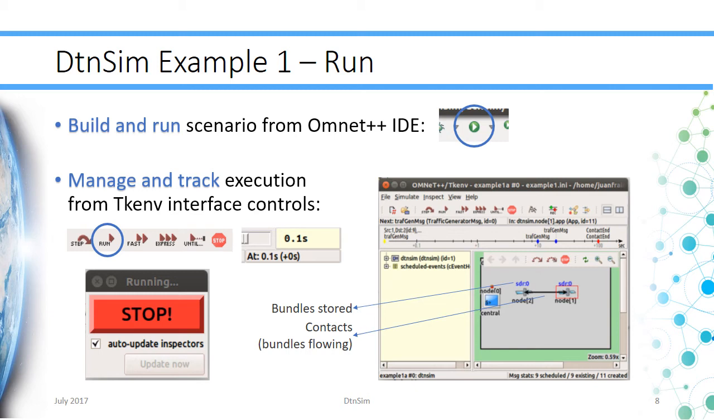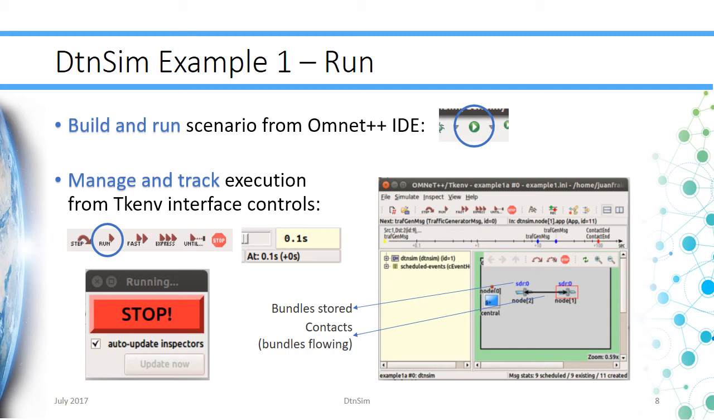So once we have configured our initialization file, we can build and run the scenario directly from the Omnet interface. This is the green play button, which is on the top. Once we hit play, we can manage and track the execution via a Tk environment interface, which also has play buttons. We have accelerated execution speed options. We also have a stop. We can stop the simulation, and we can keep track as time advances by keeping track of the time interface.